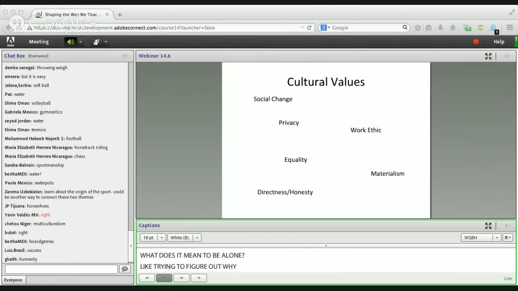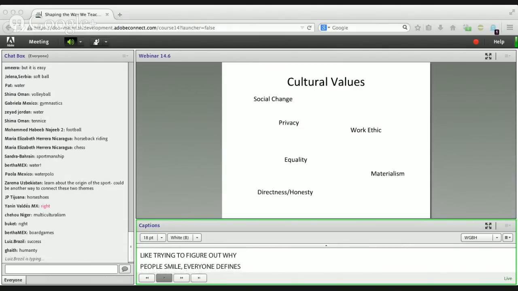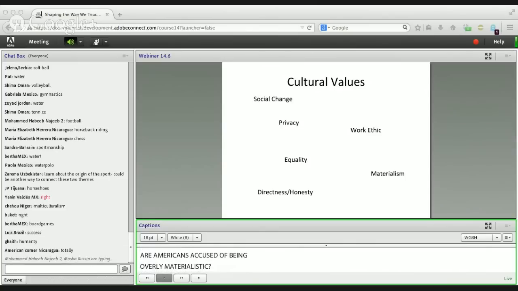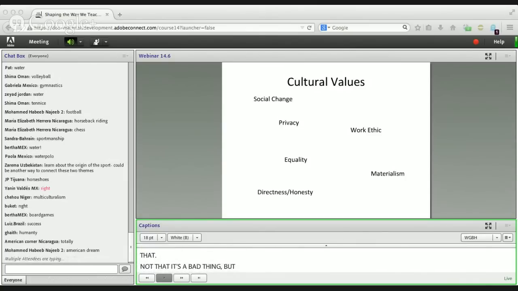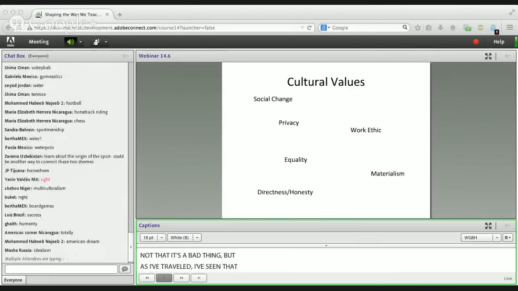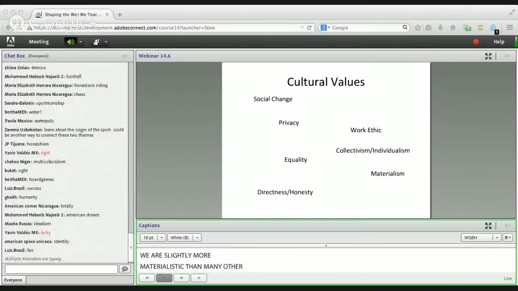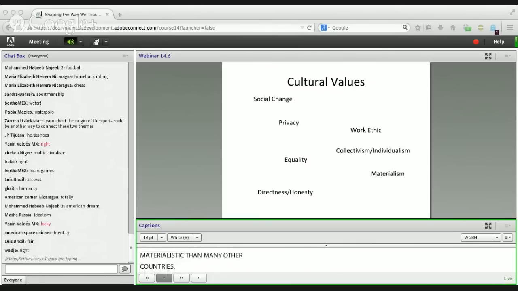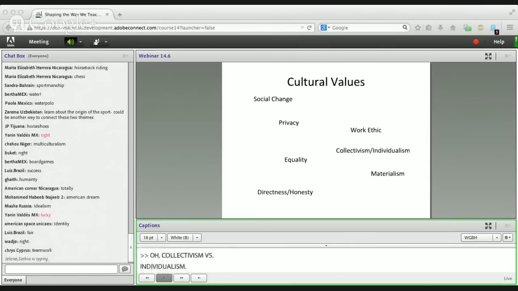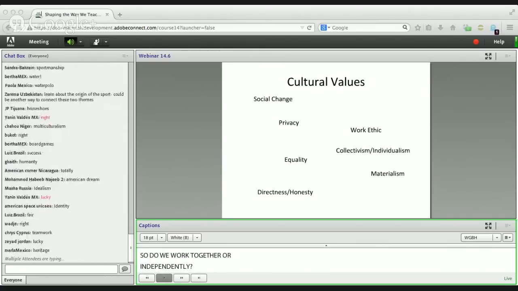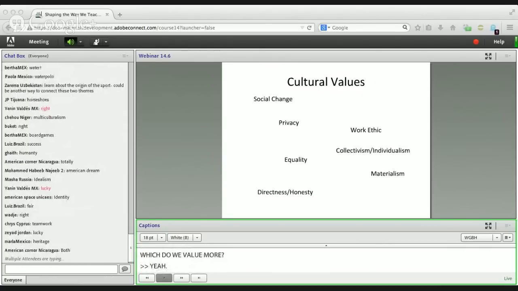Materialism. Do you think, Whitney, that Americans are accused of being overly materialistic? We are definitely accused of that, and not that it's a bad thing, but as I've traveled, I've seen that we are slightly more materialistic than many other countries. Collectivism versus individualism. Do we work together or do we work independently? Which do we value more? I think in baseball, even though you're on a team, your individual effort is what's most important. Yeah, that's how they collect the statistics. Exactly.